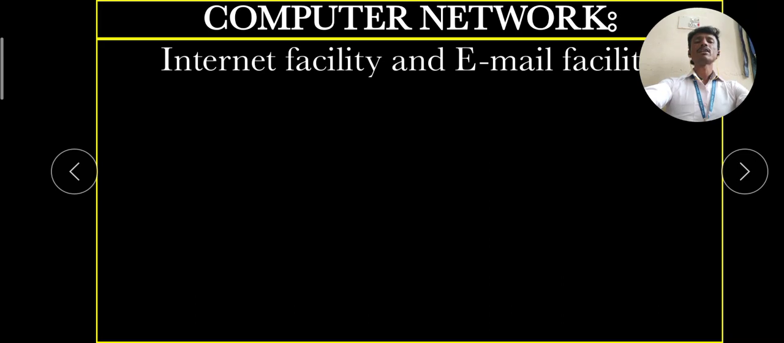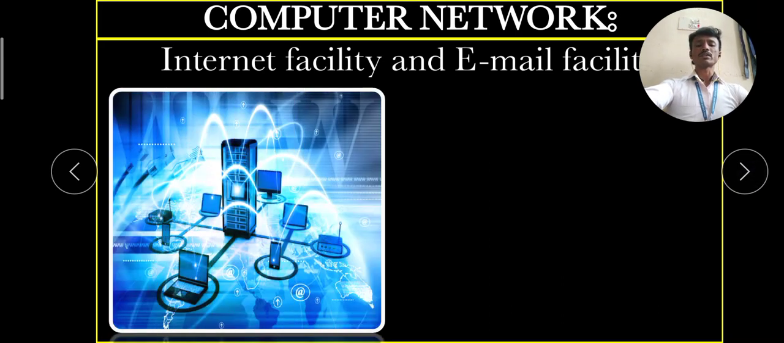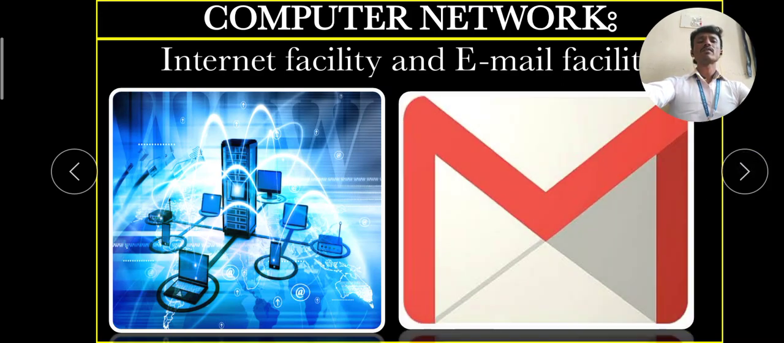And computer network. So like here, computer network mainly, what are those? Computer networks: internet facility and email facility. Students, mainly internet facility and email facility, we should consider both of these for the computer networks. Internet, a computer network. Email, a system of electronic message.